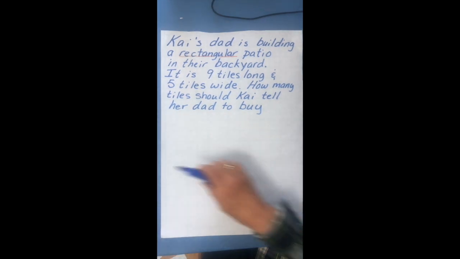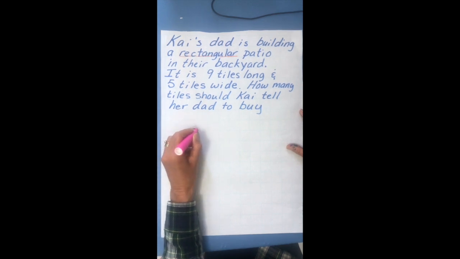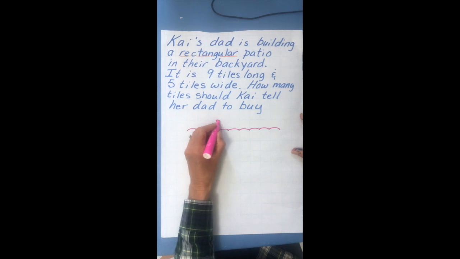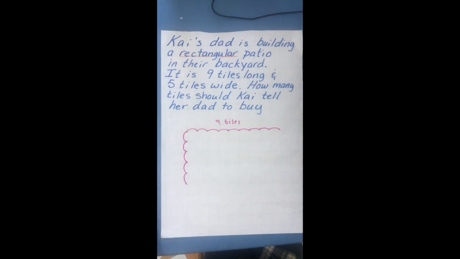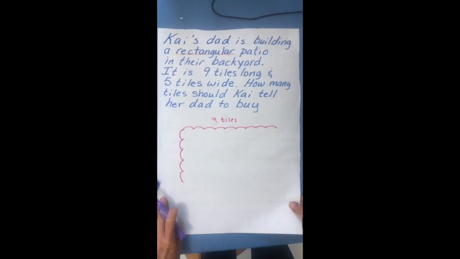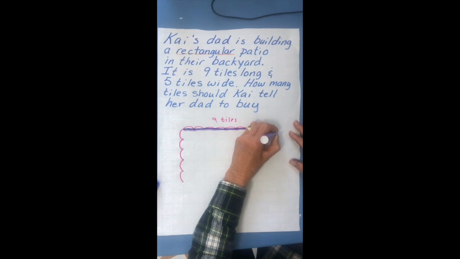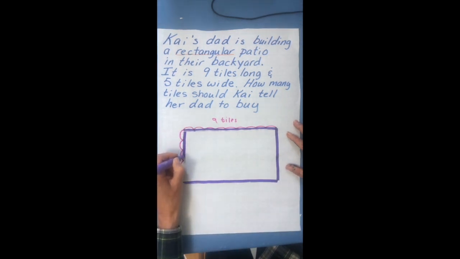So I'm just going to do this in this color. Let's see. I'm going to hop 1, 2, 3, 4, 5, 6, 7, 8, 9. So this is 9 tiles long. And wide is hop 1, 2, 3, 4, 5. And it's a rectangle. So I'm just going to make a rectangle out of that. Sorry. So this would be one length. This would be another length. This would be another. And this would be another. And I know it's 5 tiles wide.